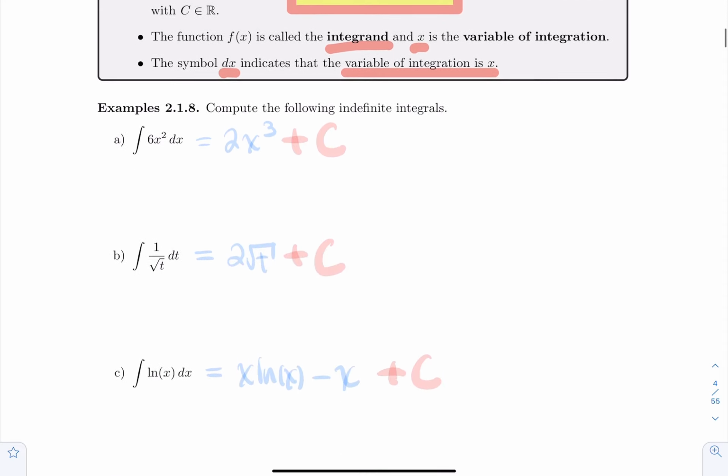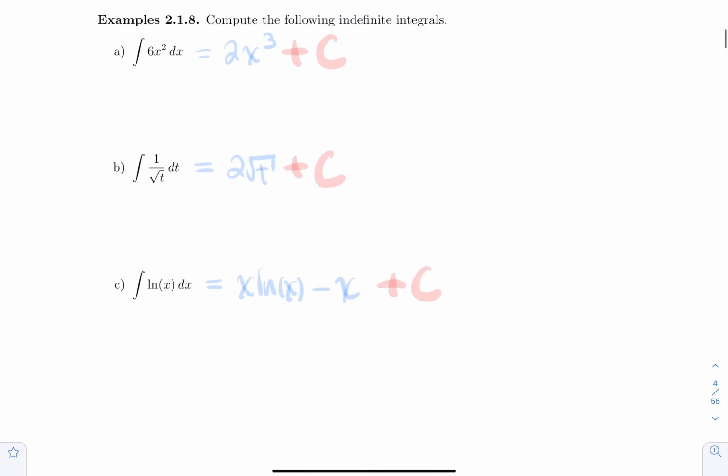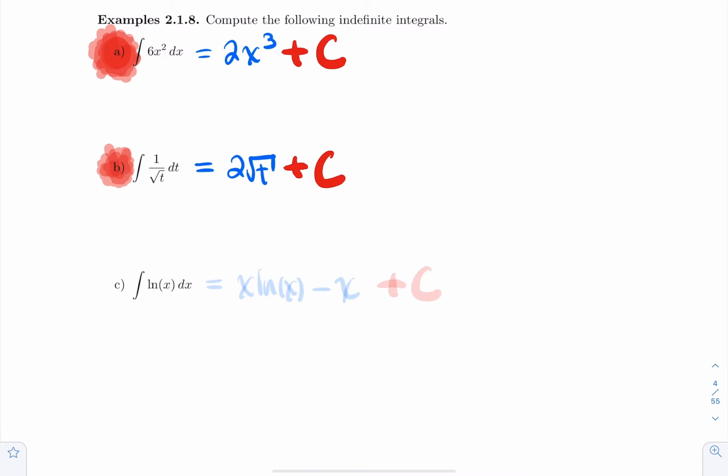Let's find the indefinite integral of 6x squared. Well, we know that 2x cubed is one primitive for 6x squared. So if you just add plus c, you get the full family. So remember, the set of all possible antiderivatives is the indefinite integral. So you need to write the plus c. If not, you're going to be punished. Okay, so, all right, for the next example, 1 over square root of t, we know that 2 square root of t is one primitive for that function. So if I want the full family, plus c, and that's it, that's all.